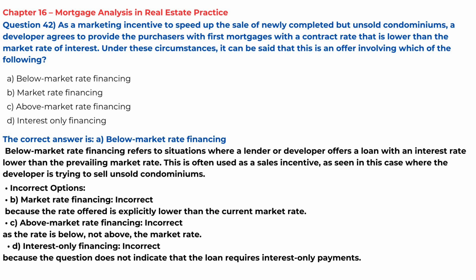Question 42. As a marketing incentive to speed up the sale of newly completed but unsold condominiums, a developer agrees to provide the purchasers with first mortgages with a contract rate that is lower than the market rate of interest.